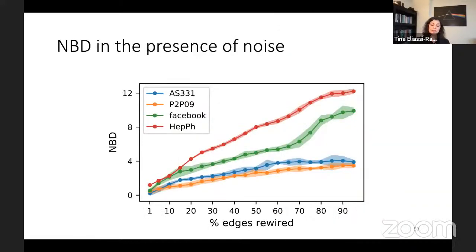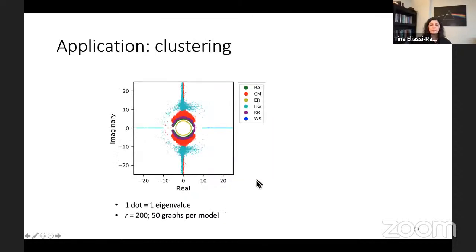So the first thing to do is just a sanity check, which is, as I rewire my edges, what happens to this non-backtracking distance? I would expect the non-backtracking distance to increase, and that's what we see here. If I have this parameter, which is the percentage of the edges rewired in the graph, when I get closer to 100% rewired, I'm basically not the graph that I had before. And so I would expect the distances to increase, and they do increase.